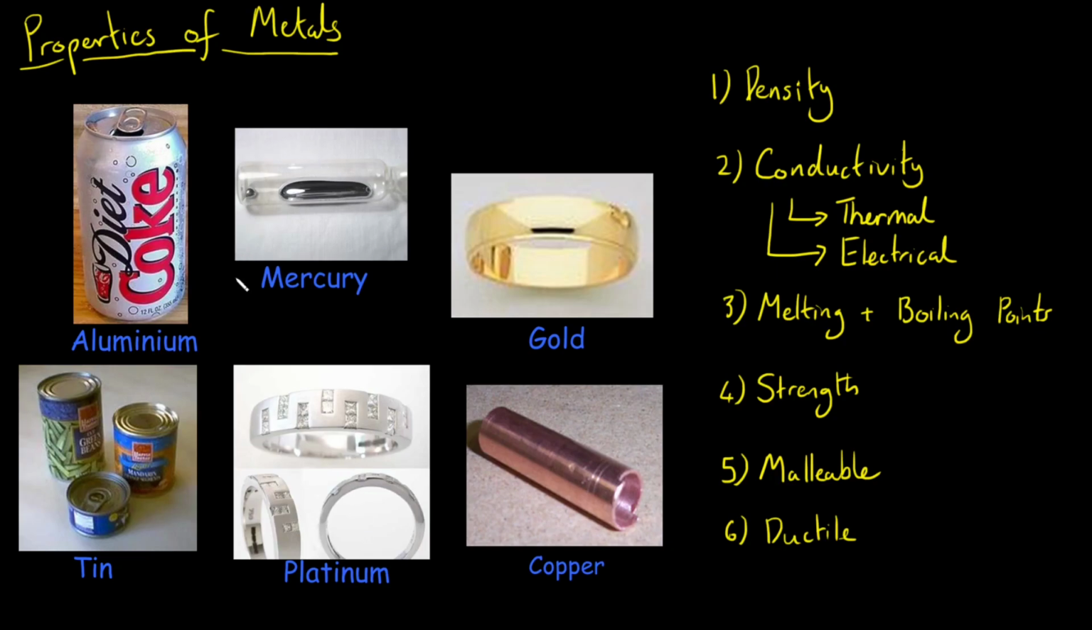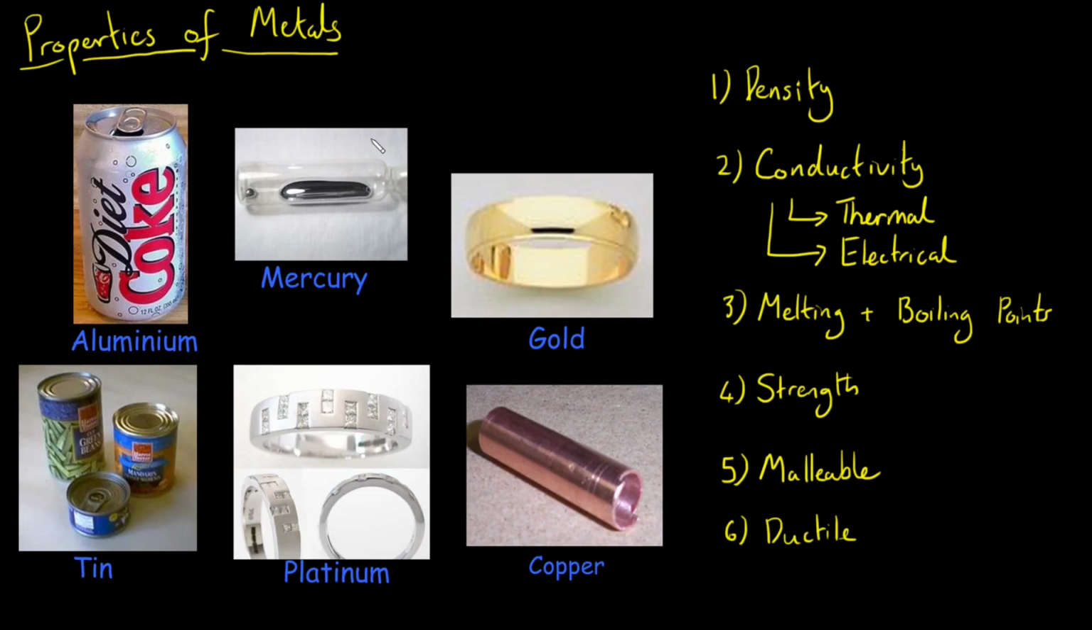Mercury is one of only two elements that is liquid at room temperature, and it's the only metal that is liquid at room temperature. The other element is bromine, but that's a non-metal. So mercury's got different properties compared to aluminium. Look at the melting and boiling points, much different. The densities are much different as well. And so just because we've got metals does not mean they're all the same. They've all got different properties.